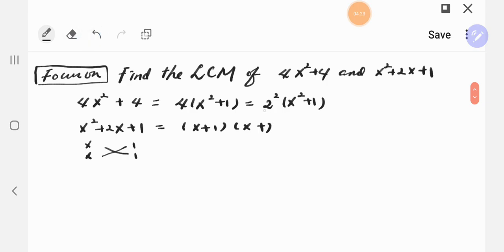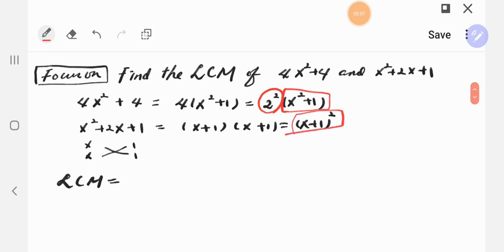So that is x plus 1 squared. Then the LCM is the product of each factor, so let's select the factor that has the largest exponent. Here x squared is the largest exponent, and x squared plus 1 is one binomial, the only one, that's the largest one.